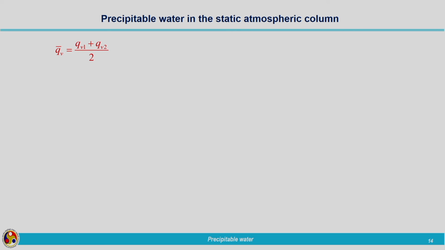And how can we calculate QV bar? QV bar can be calculated by taking the average value, QV1 plus QV2 divided by 2. And the QV expression we have already found out in terms of vapor pressure and total pressure. QV is given by 0.622 E divided by P. So, QV1 is given by 0.622 E divided by P at section Z1, at the altitude Z1, and QV2 is the corresponding value at the altitude Z2, given by 0.622 E divided by P at section Z2.